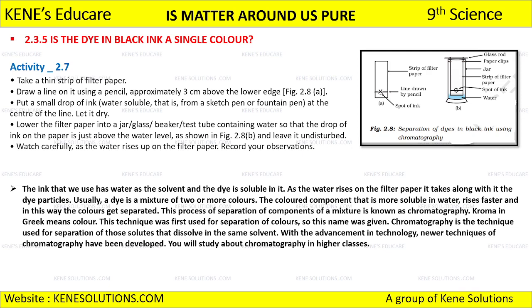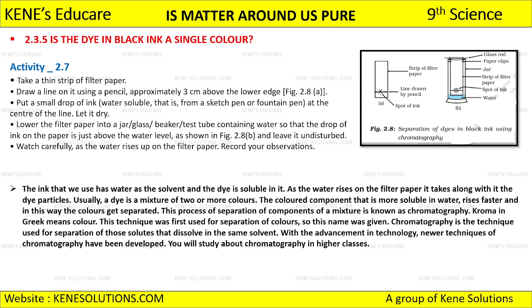Okay, so the ink that we use has water as solvent, and the dye is soluble in that solvent, right? As the water rises on the filter paper, it takes along with it the dye particles. So as the water goes up, the dye which is present in that water also goes along with it. Usually a dye is a mixture of two or more colors. The colored component that is more soluble in water rises faster, and in this way the colors get separated.